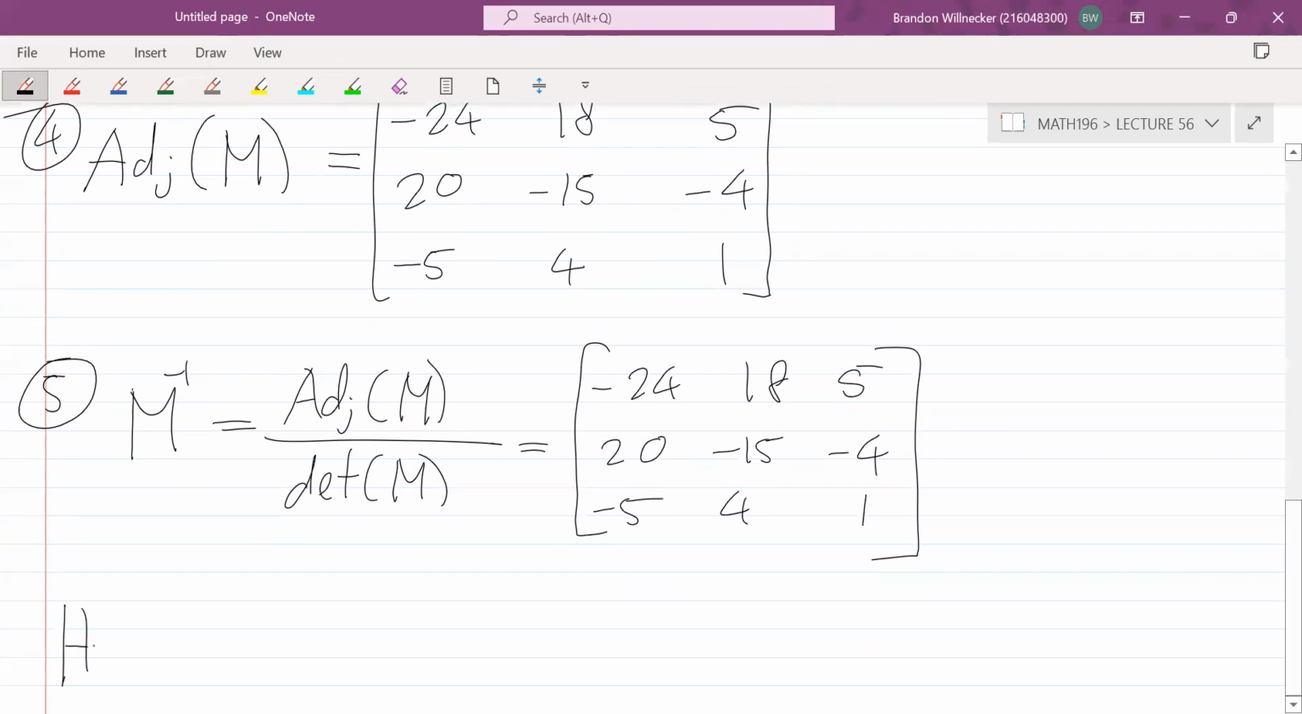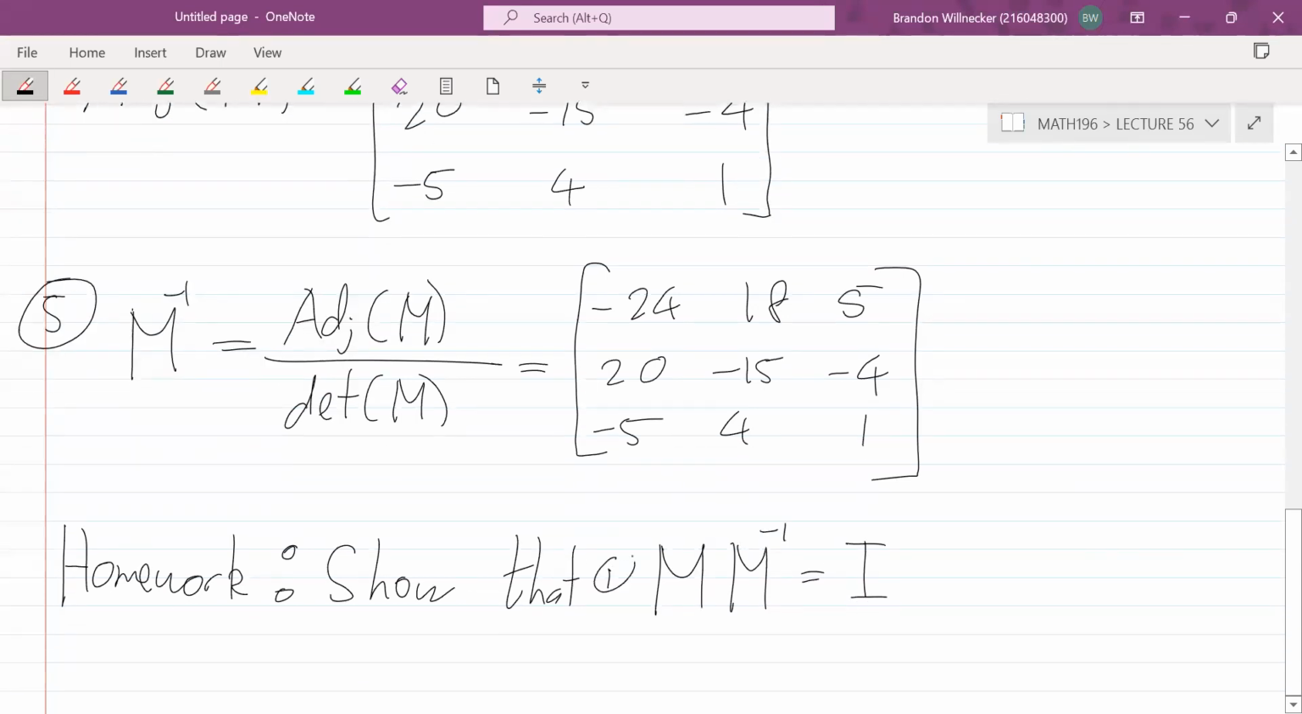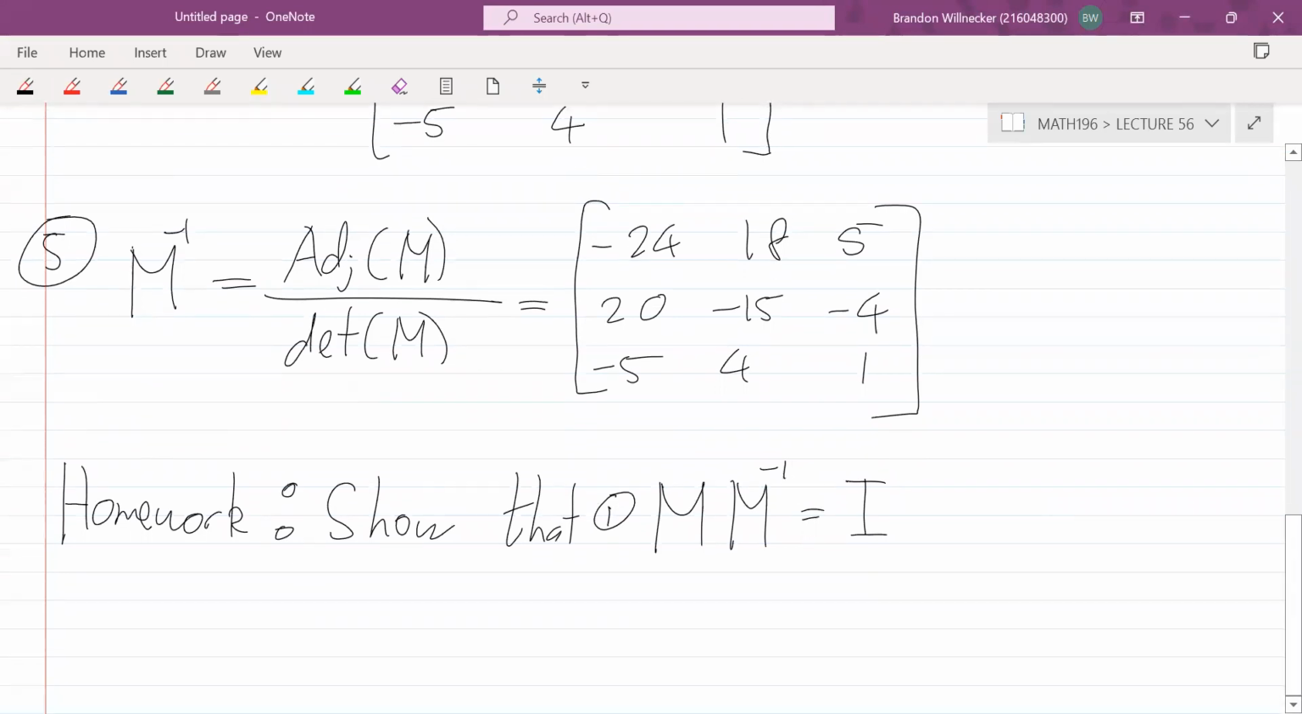Okay, so second question for homework. Show that M times M inverse is equal to the identity. So that's part 1. So this is with right multiplication by M inverse. It should give us the identity. And number 2, M inverse times M is equal to the identity. This is with left multiplication by M inverse. Okay, both ways should give us the identity. Okay, any questions so far?